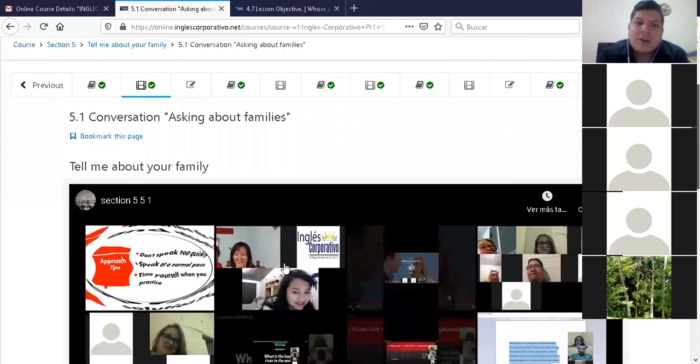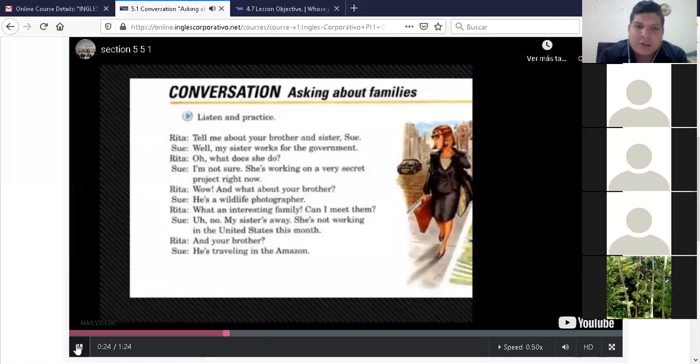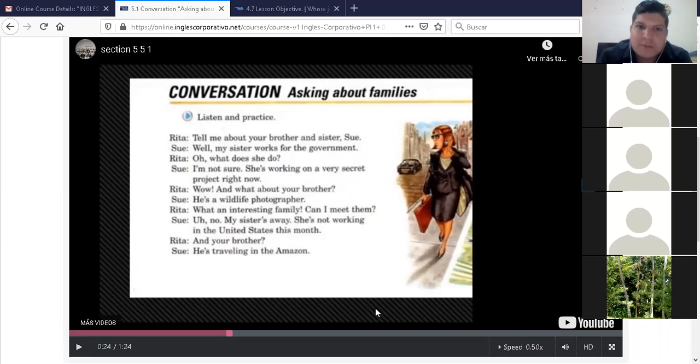So here, I need you to help me identifying the present continuous. Necesito que me ayuden. She's working on a very... El presente continuo. Who can help me with this? ¿Quién me puede ayudar a identificar present continuous? We covered it in the previous class. She's working. Good, good. What else?